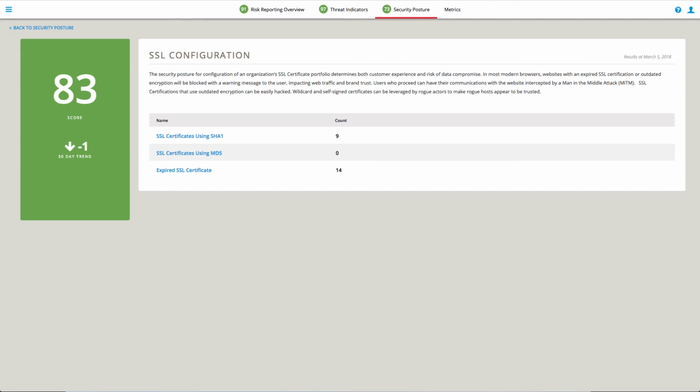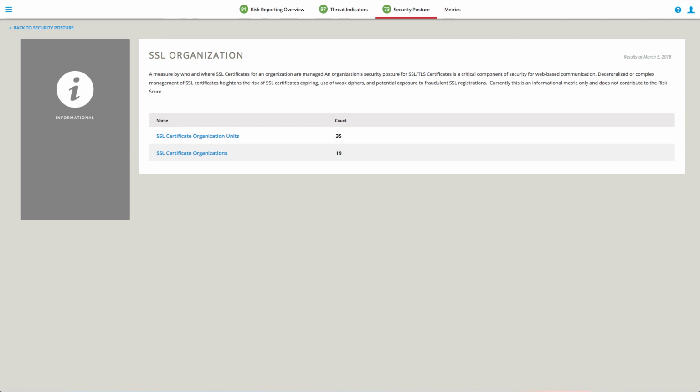SSL configuration. Analysis on website SSL certificates and configuration is performed. This can identify outdated encryption, wildcard, and self-signed certificates that can be leveraged by rogue actors to make rogue hosts appear to be trusted. SSL organization. By examining the SSL organization, this can identify the risk of the SSL certificate expiring, use of a weak cipher, and potential exposure to fraudulent SSL registrations. Currently, this is an informational metric only and does not contribute to the risk score.